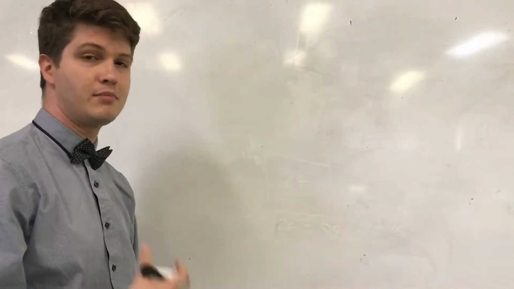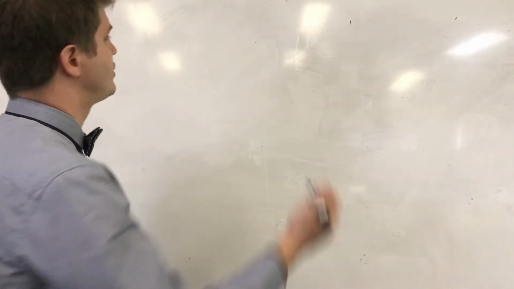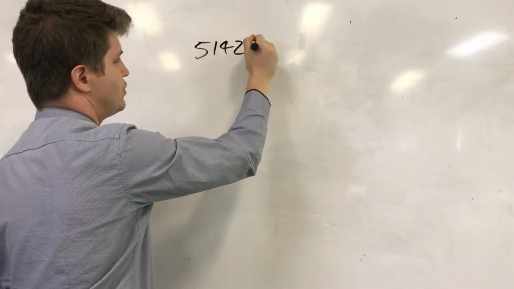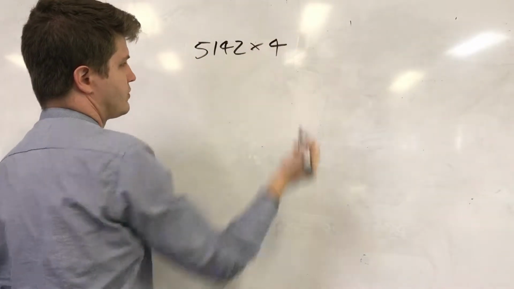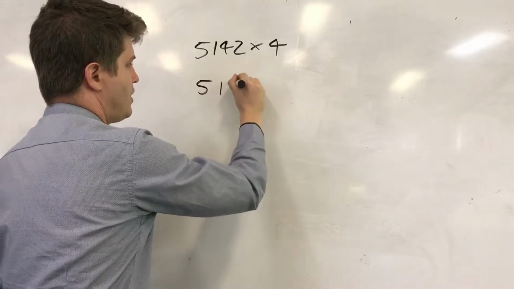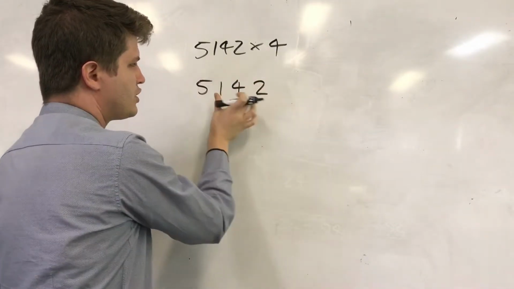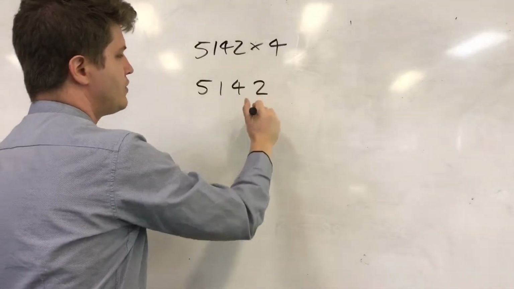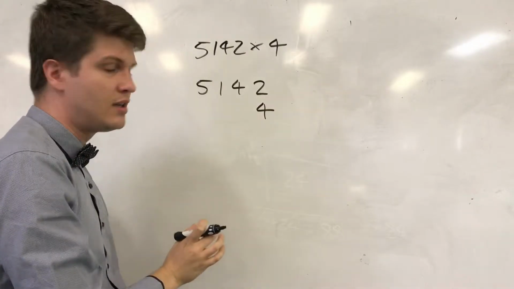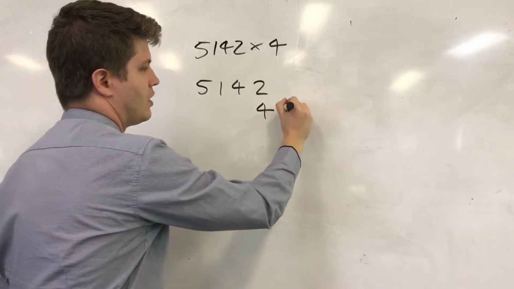Now let's look at using the multiplication algorithm. Let's say I'm doing something big. Let's go 5,142 times 4. So I'm going to write this out by putting the 5, 1, 4, 2. I don't want it to be too close together. I'm going to put the 4 down below. I want the shorter number to be down below.